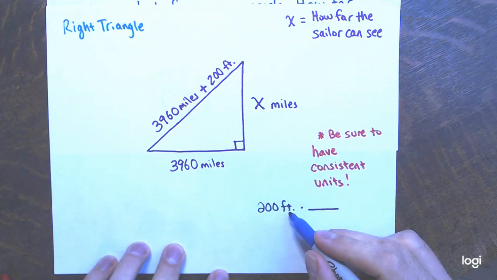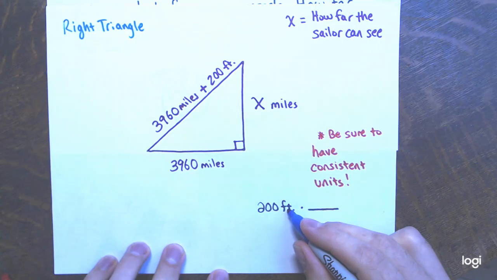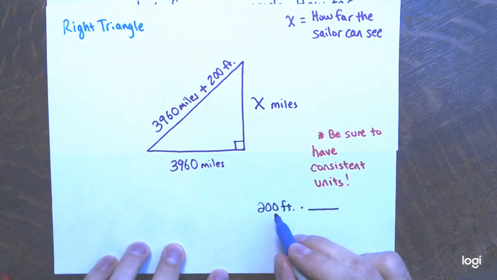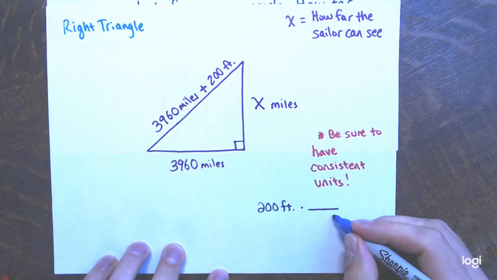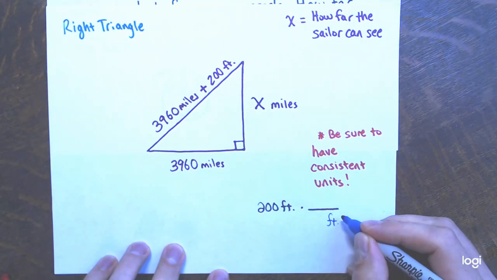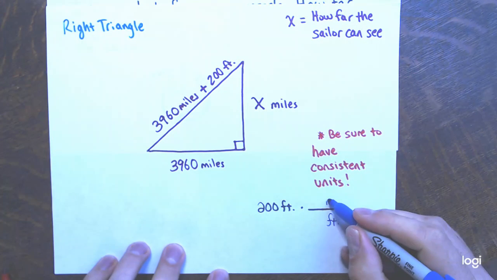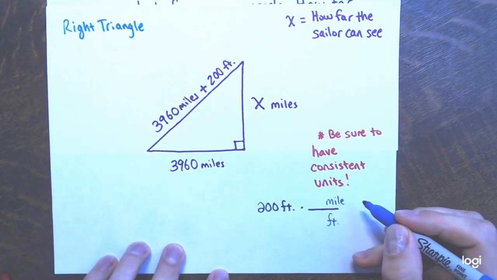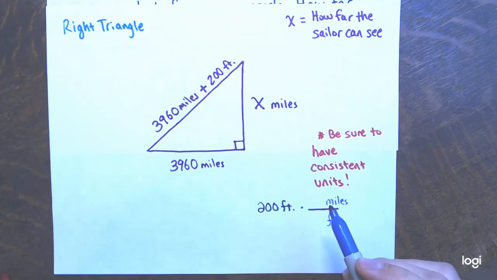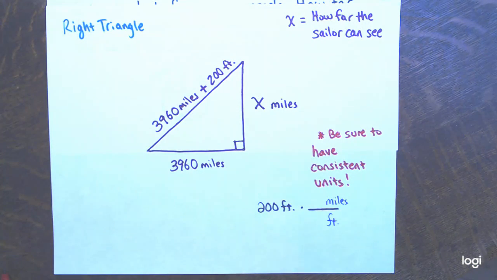But I would like feet to go away, right? So if I have feet in the numerator of this fraction, this is like 200 over 1, I would like to put feet in the denominator of what I multiply by. That way feet will unit cancel. And we're trying to change it to miles. Right, miles. So I want miles in the numerator. And I'm going to make sure the numerator and denominator are actually the same value. Again, that way it's like I'm multiplying by 1.